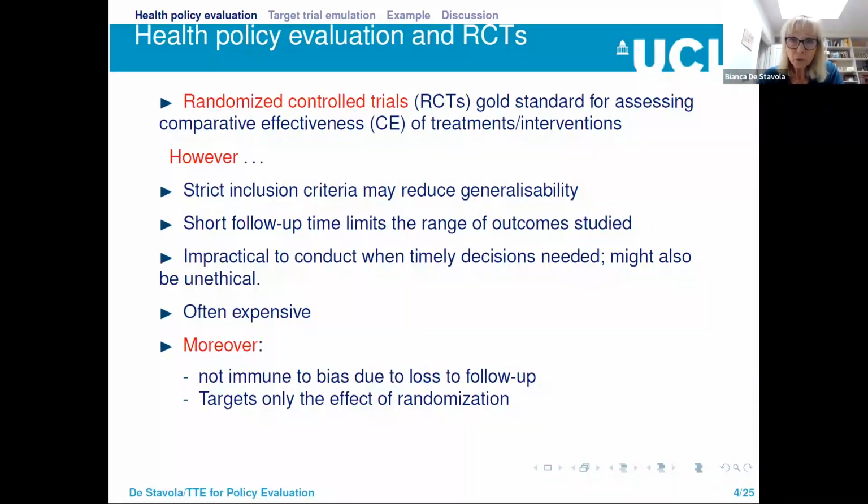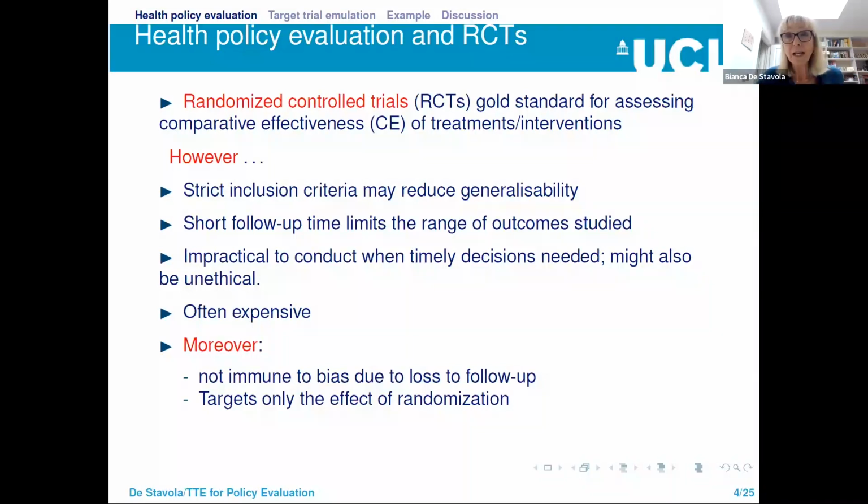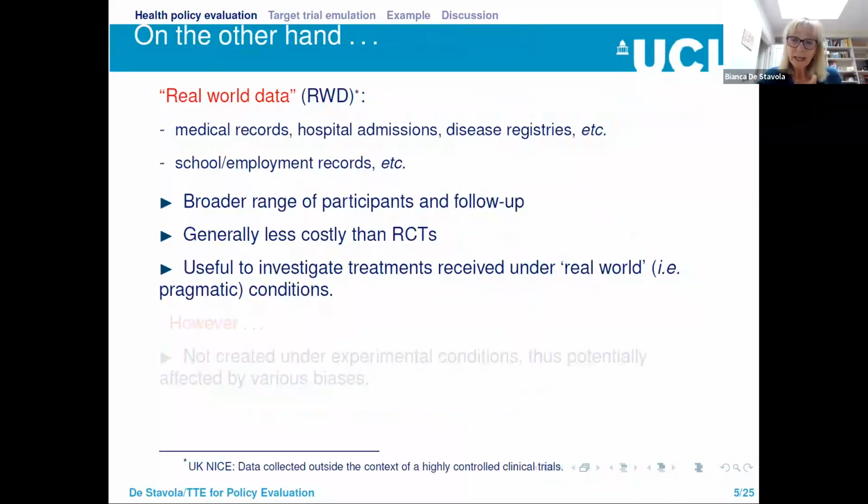So the intention to treat analysis, which is the standard reported estimate from RCTs, answers a very specific question, and it is: what if a certain intervention happened in the population, but not necessarily the effect of that intervention as received.